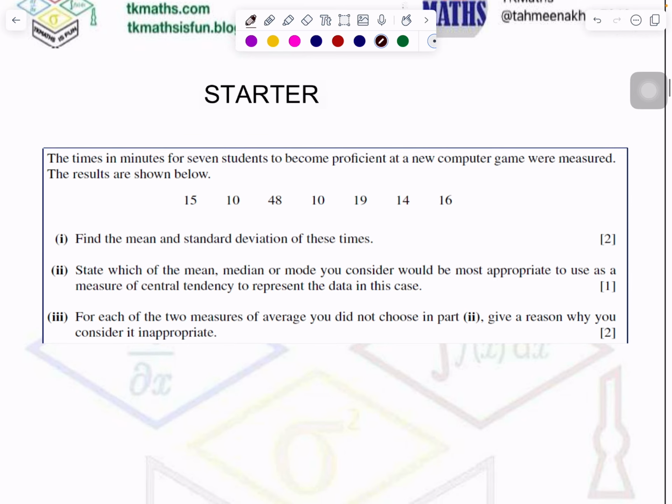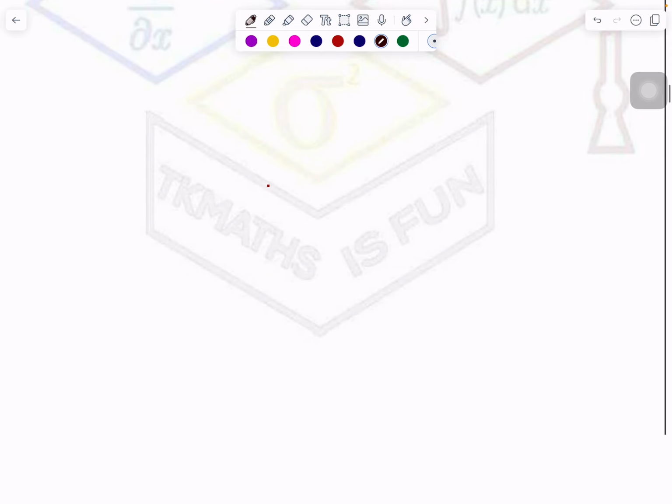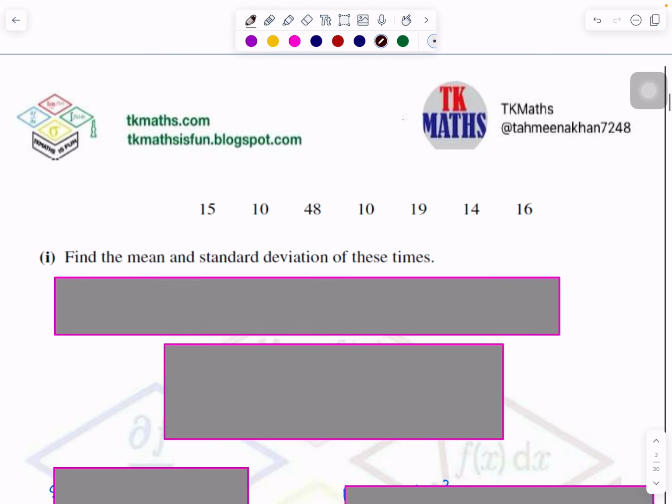Basically this is about the time taken by 7 students to become proficient in a new computer game, and the timings are given to you here. The first question is to find the mean and standard deviation of the time, using the formulas which I have told you.